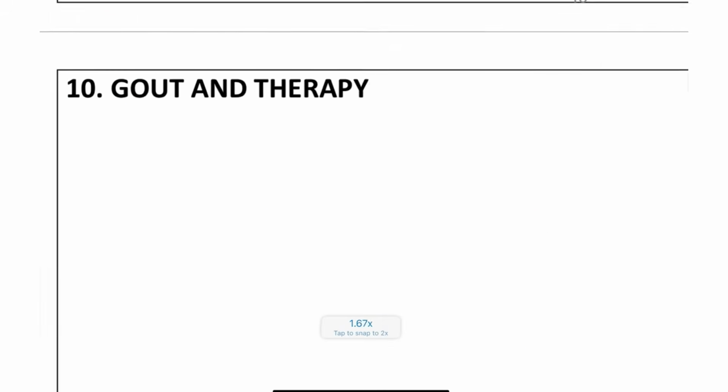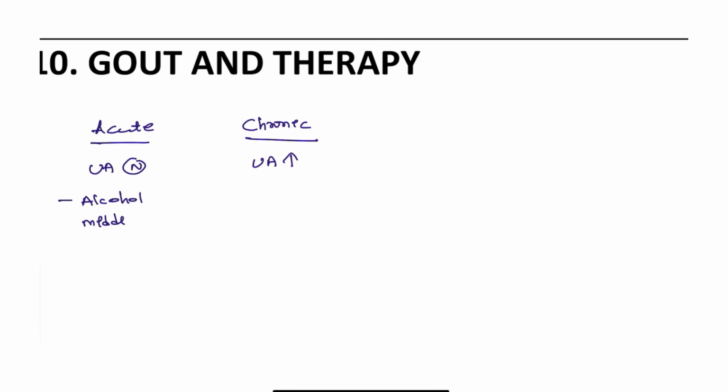Next, gout and therapy. Gout has multiple conditions: first, acute gout and chronic gout. In acute gout versus chronic gout, uric acid levels are normal in one and abnormal in the other. The risk factors for this patient are alcohol and middle age, common examples for this patient, and also CKD. The patient might have kidney disease or other comorbidities.